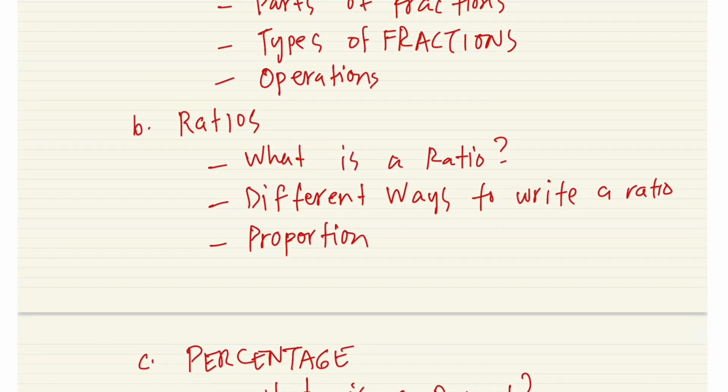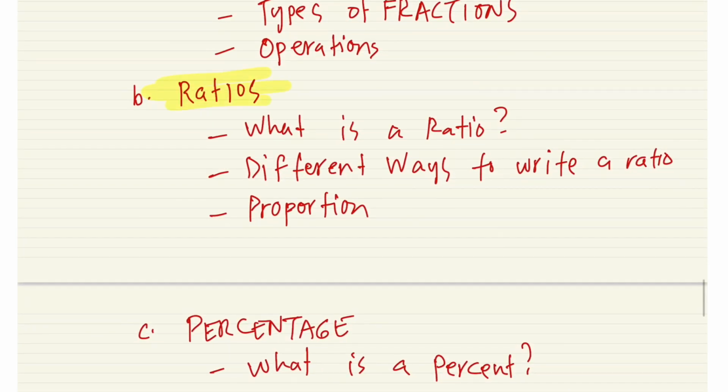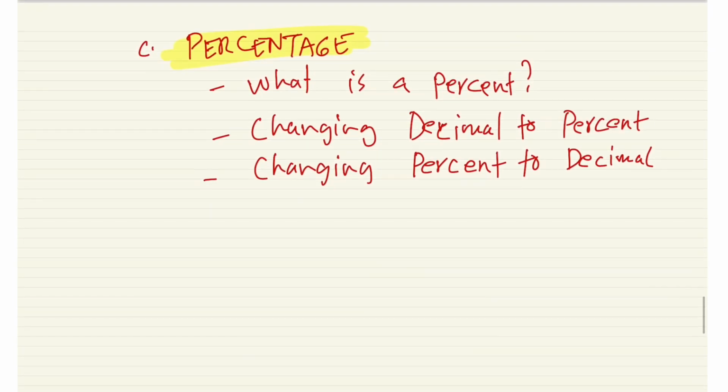Alright, and then next we discussed also ratio. So what do you mean by ratios? Different ways to write a ratio, and then we apply it using proportion. Next, we discussed percentages. What is a percent? How do we change decimal to percent, then percent to decimal?